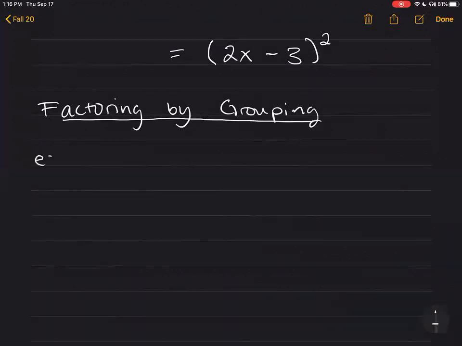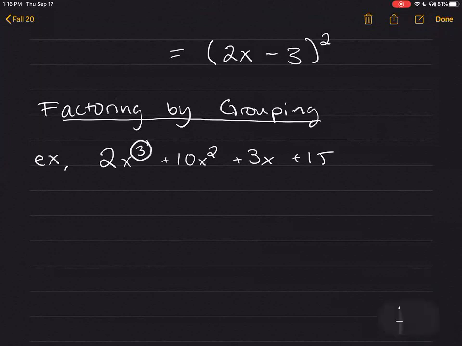It is best illustrated by an example. If we had something like 2x cubed plus 10x squared plus 3x plus 15, we can't use the other factoring methods that we are working with because this is a degree 3 polynomial. So what I'm going to do is group some terms together. That's why it's called factoring by grouping.